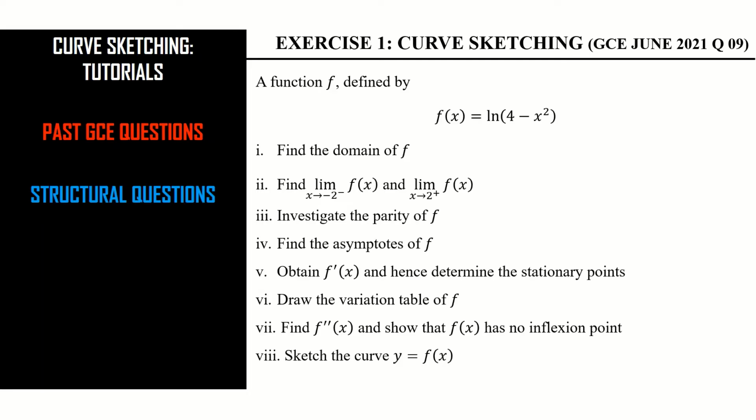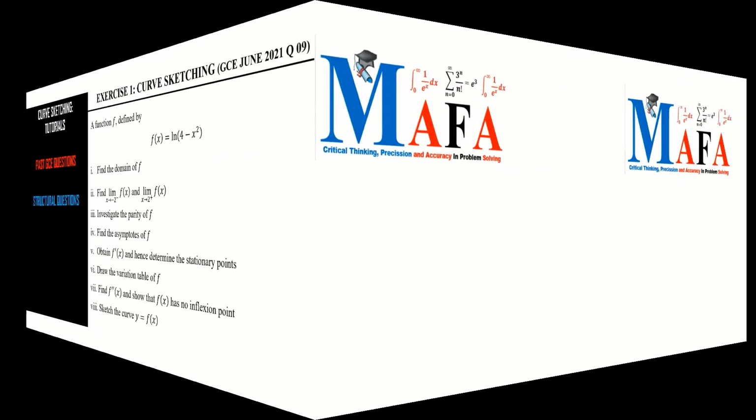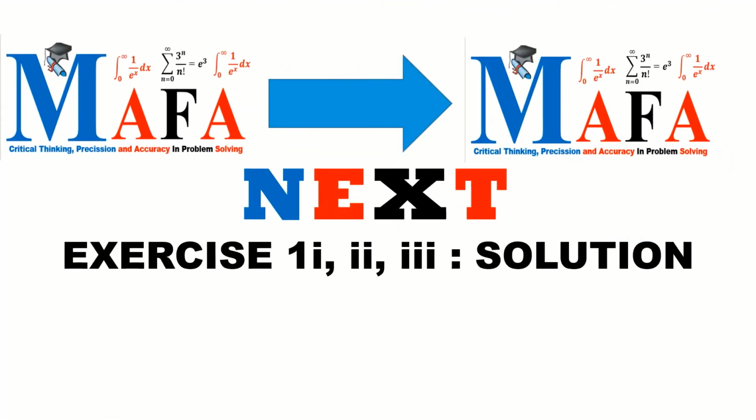So that is the question that came in June 2021 for the math paper 2 question 9. Like I said, it is for further math students. Though math students can still go through, it is a little bit advanced. Alright, so we are going to begin by looking at the solution to the exercise, that is question Roman 1, Roman 2 and Roman 3.